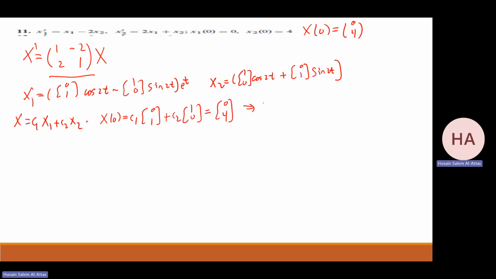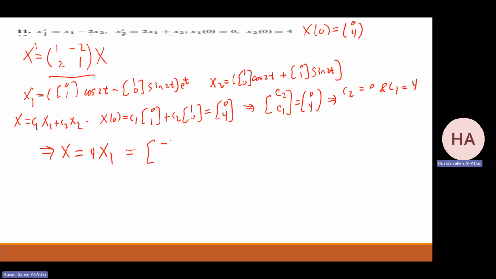So I actually have C1, C2 is C1 times 0 plus C2 times 1, and this is C1 equals (0, 4). So C2 equals 0 and C1 equals 4. So my solution will be 4 x1. I need only x1. That times 4, that gives me what? Minus 4 sine 2t and 4 cosine 2t.